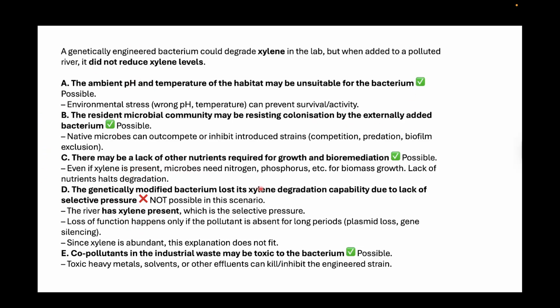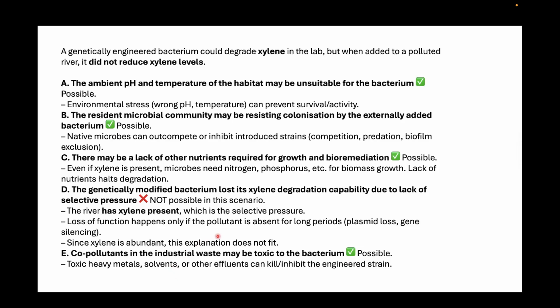There may be lack of other nutrients required for growth and bioremediation. This is also a possible reason. Even if xylene is present, microbes need nitrogen, phosphorus for biomass growth. Lack of nutrients halts degradation. And co-pollutants in the industrial waste may be toxic. This is also possible because other effluents from the industry might be killing or inhibiting the engineered strain, like toxic heavy metals or solvents. So the only option that is not possible is option D.